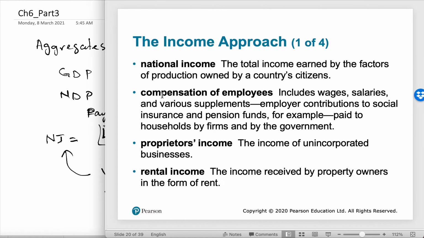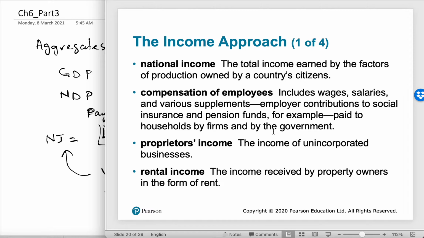So number one, compensation of employees. These are basically wages. This includes wages, salaries, and various supplements or bonuses, and employers' contributions to social insurance and pension funds, for example. Superannuation, for example, the co-contribution of the employers for superannuation, might come here. Paid to households by firms and by the government.